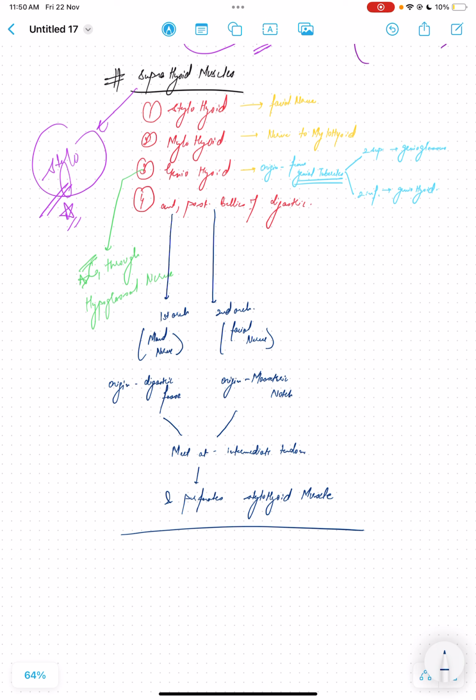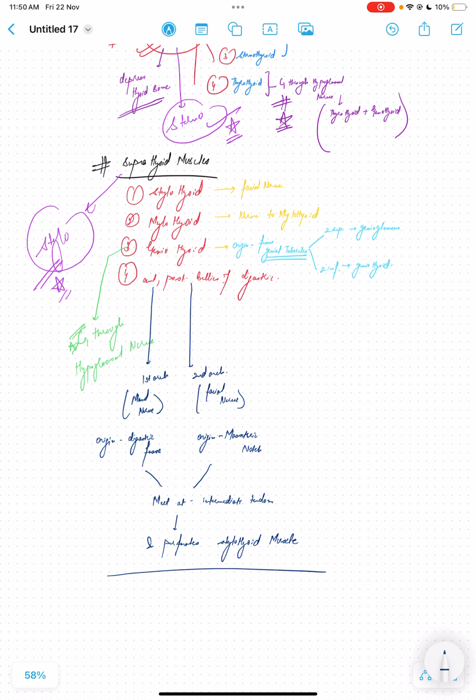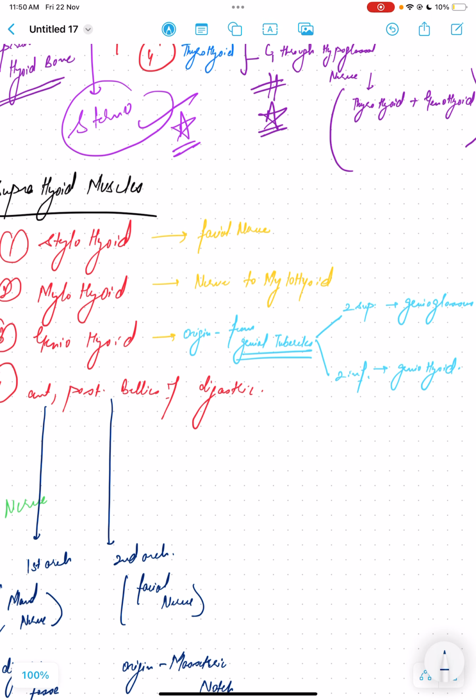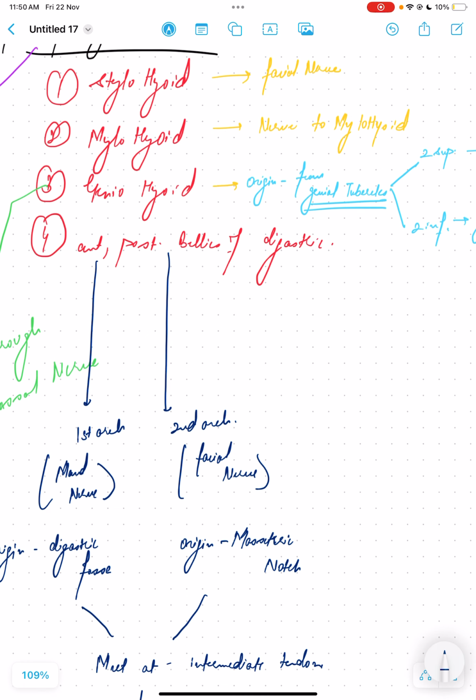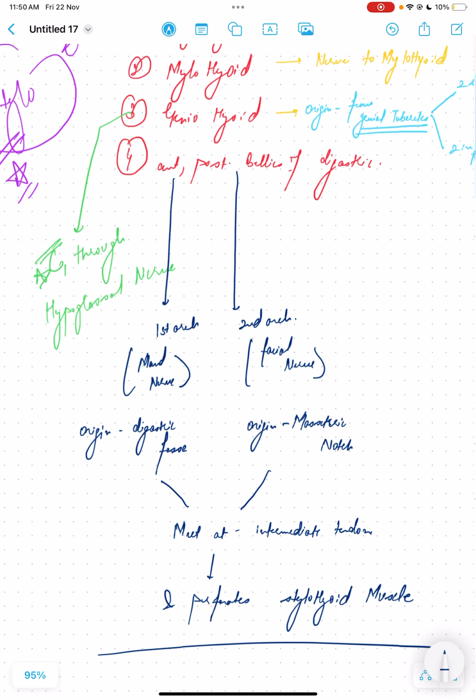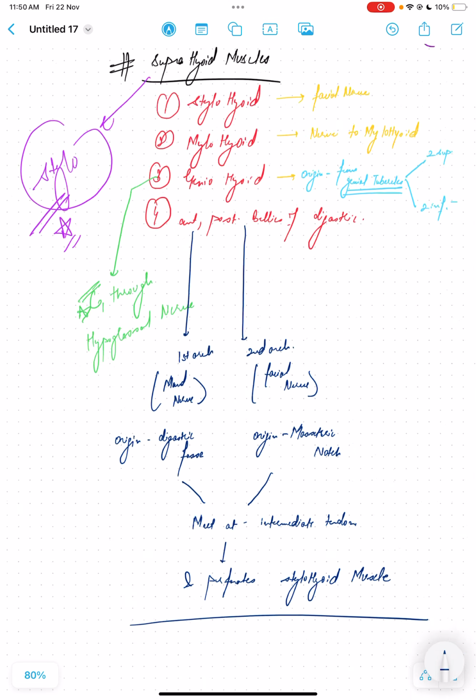Basically it involves stylohyoid, mylohyoid, geniohyoid, and the anterior and posterior bellies of digastric. Stylohyoid is supplied by the facial nerve, mylohyoid by the nerve to mylohyoid, and geniohyoid by C1 through the hypoglossal nerve. The anterior and posterior bellies of digastric originate from the first and second arch respectively, and the nerve supply is the mandibular nerve to the first and the facial nerve to the second. Origin is from the digastric fossa and the masseteric notch respectively.